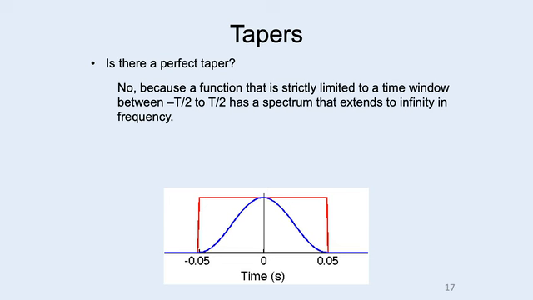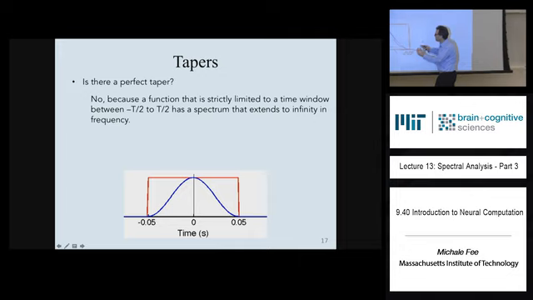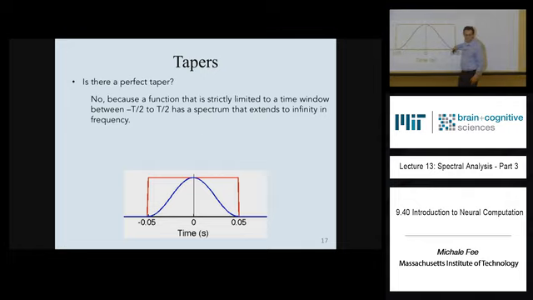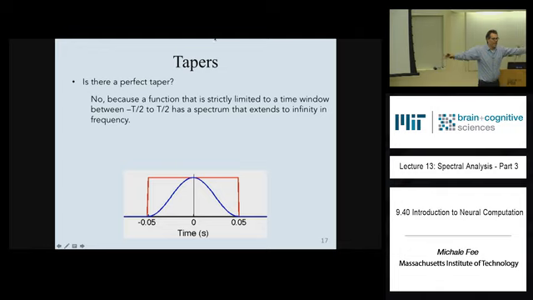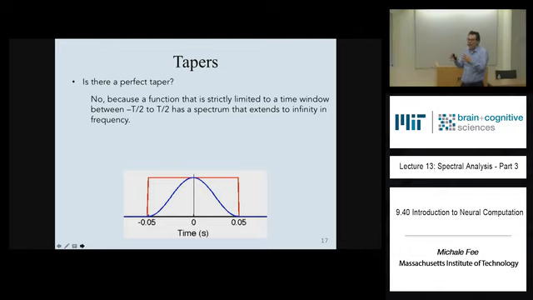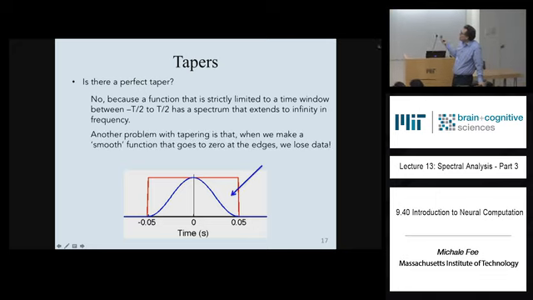If I take a sample of my signal that's limited in time, that goes from one time to another time and is 0 outside of that, then in frequency, it's spread out to infinity. And so all we can do is choose how big it is. We can either have things look worse in time and better in frequency, or better in time and worse in frequency.